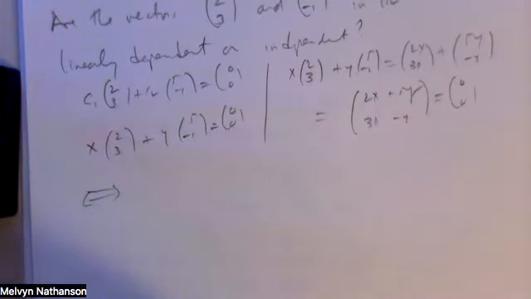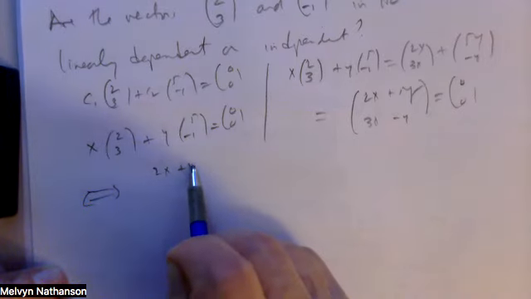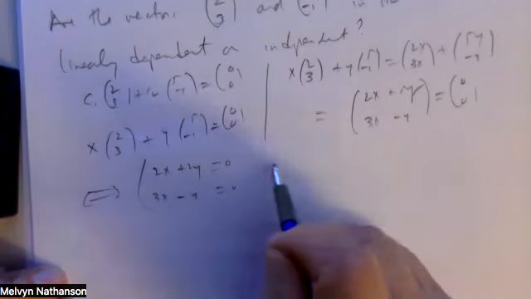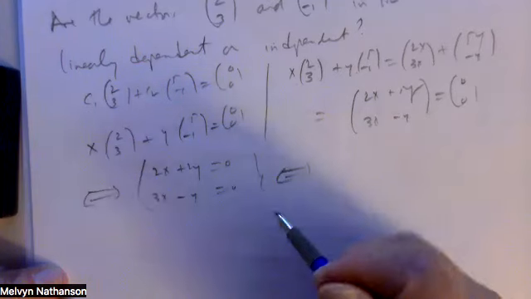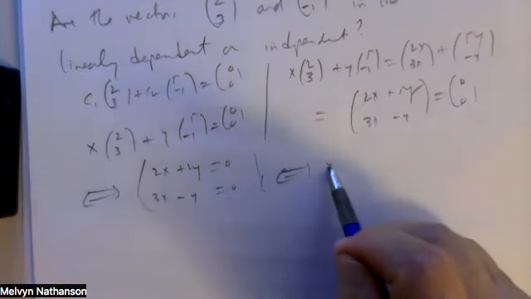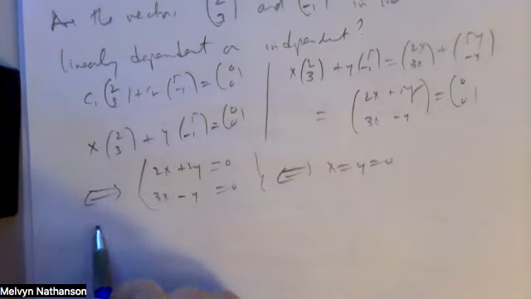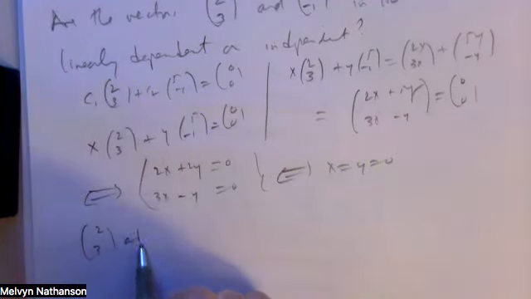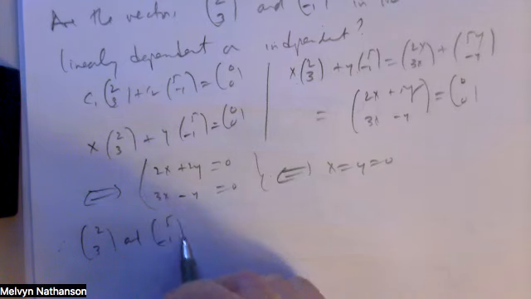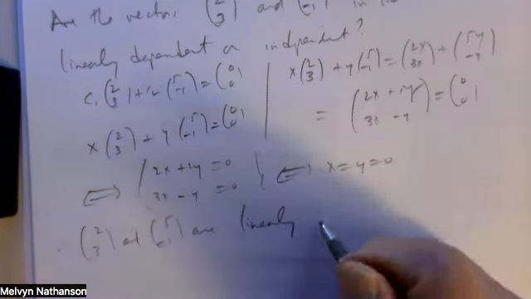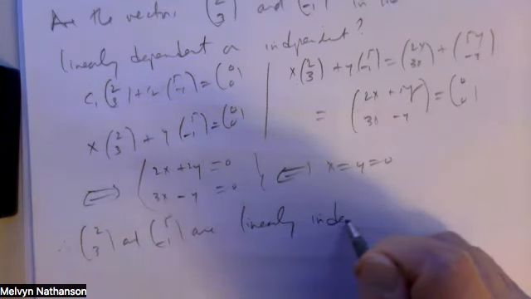So this is the same as solving two linear equations in two unknowns. 2x plus 5y equals 0. 3x minus y equals 0. And if you solve these equations, you'll see there's only one solution. x and y are 0. So therefore, the vectors (2, 3) and (5, -1) are linearly independent.